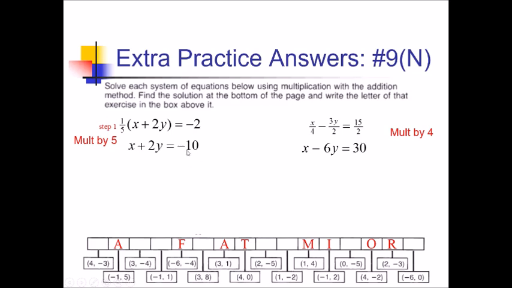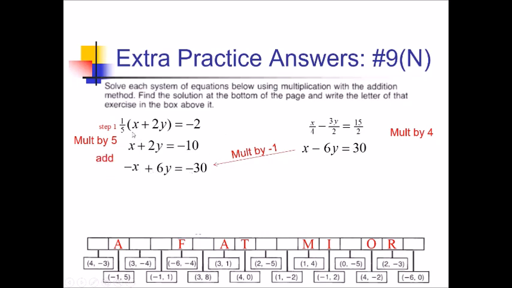Now, if I add these equations together, I'm pretty close, but nothing is quite canceling yet. However, if I multiply one of these by a negative 1, I'll have an x and a negative x, and then something's going to cancel out. So let me go ahead and just multiply this second equation by negative 1. Doesn't really matter which way we go on this. So we have negative x, and then negative 6y is positive 6y, and then we have negative 30.